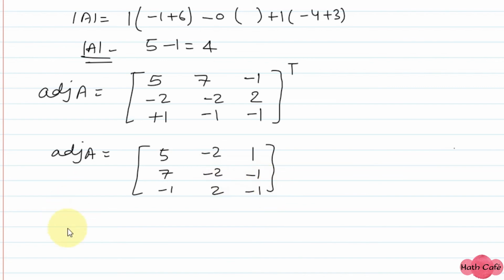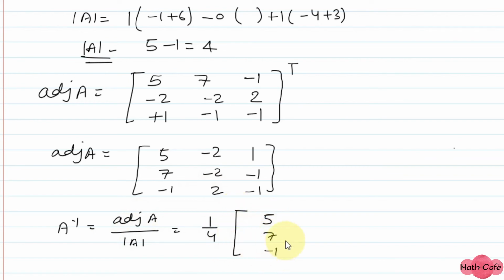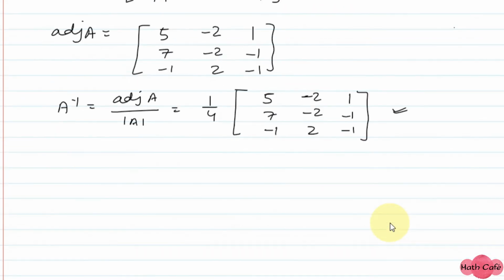And A inverse we will get by adjoint of A divided by determinant of A, and determinant of A is 4. So adjoint of A is 5, 7, -1, -2, -2, 2, 1, -1, -1. So that is our final answer. Let's see some more questions here.